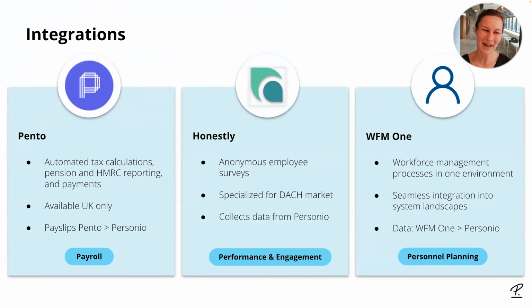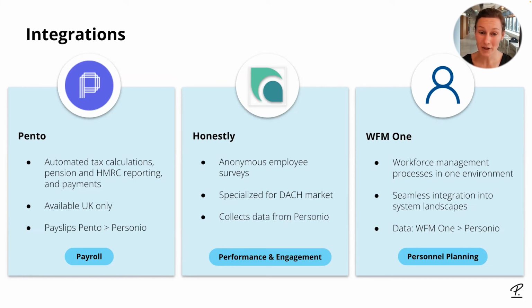With the integrations, Pento, you can automate outgoing payments to your employees, HMRC reporting and payments. It's only available in the UK, so this is very important to mention. And the big advantage now is that payslips from Pento can be sent to Personio, as we have it for the German integration. So this is a huge achievement, I think, for many people who are using Pento.